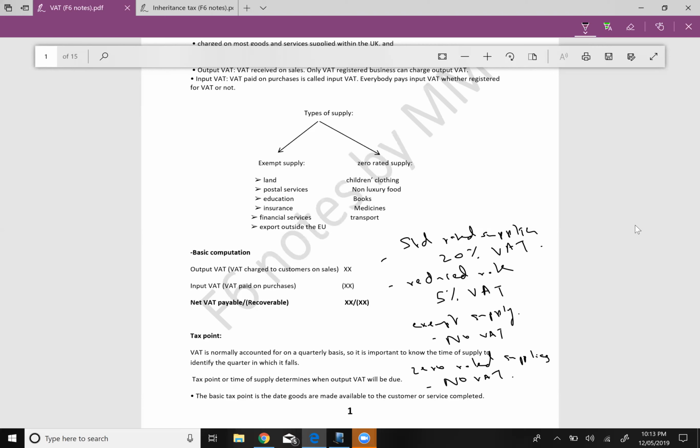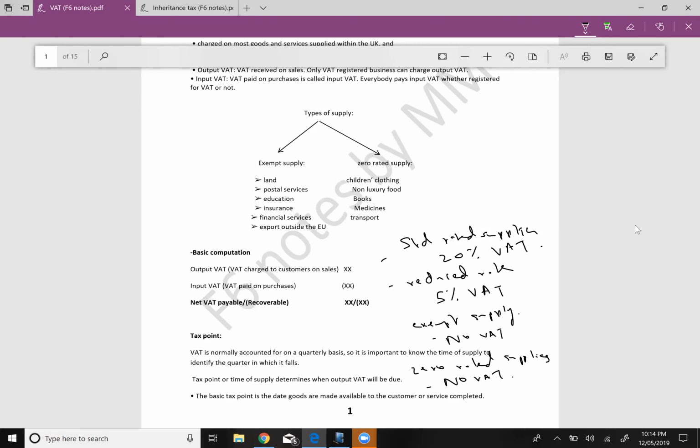Now I have given examples of exempt supplies. That will include land, postal services, education, insurance, financial services, exports outside the European Union. So these are examples of exempt supplies, and on exempt supplies you have to pay no VAT. Then the fourth one is zero rated supply. Even on zero rated supply, you will pay no VAT.